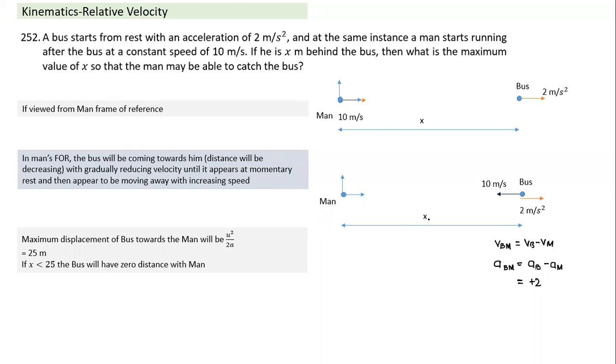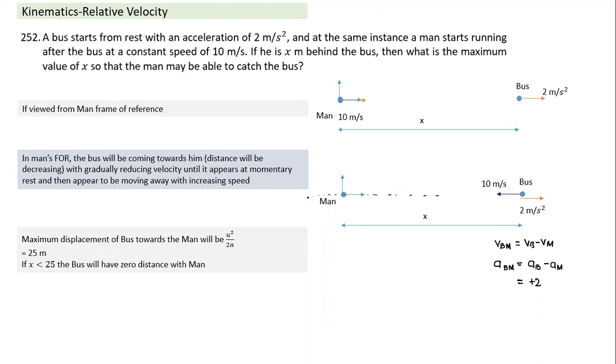If x is exactly equal to 25 meters, the bus will just, at a moment, be by the side of the man, and the distance will keep on increasing. If x is greater than 25 meters, the bus will come to a certain distance and move away. It will never meet the man. But if x is less than 25 meters, in that case, what will happen? How would the bus move? The bus will appear like this.